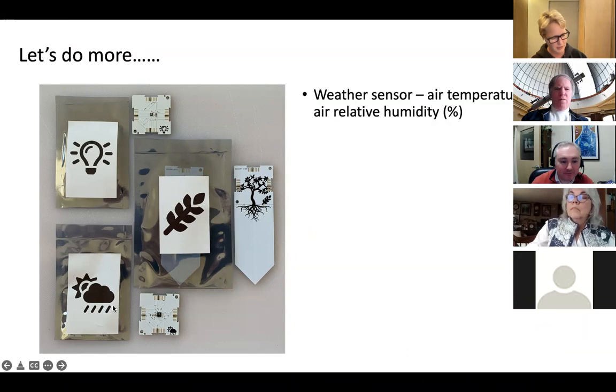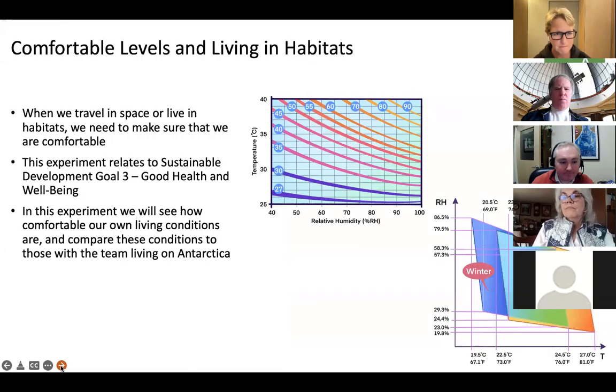And also on the back of the chip, this relates to Sustainable Development Goal number 3, and that is good health and well-being. And it's all because of this: comfort levels. As living creatures, even as we know with plants and animal life, we are only comfortable under certain conditions of not only temperature, but also humidity, relative humidity.